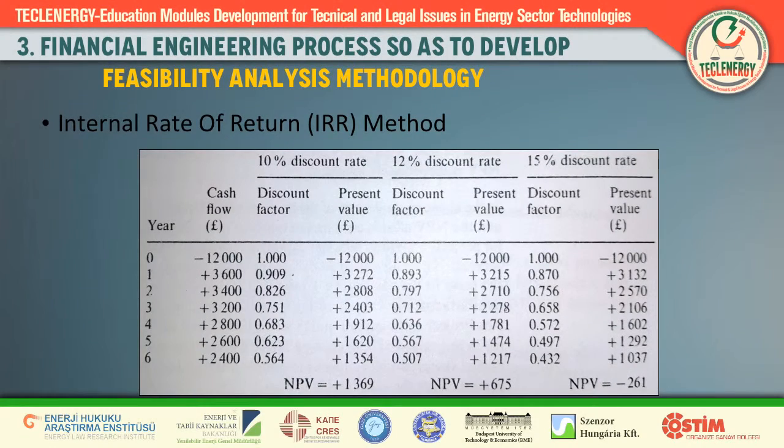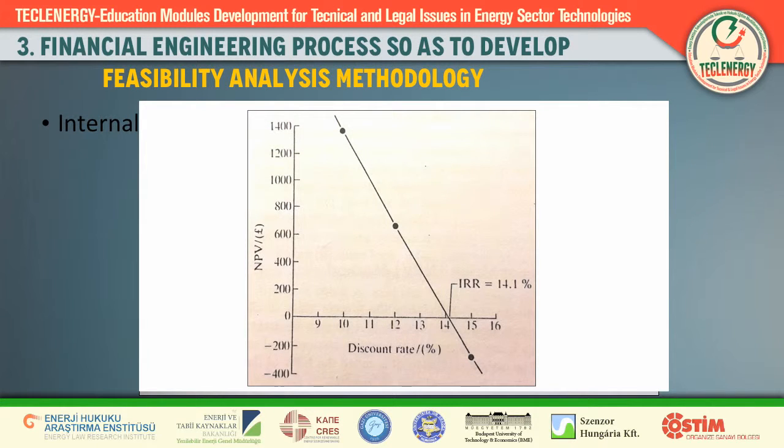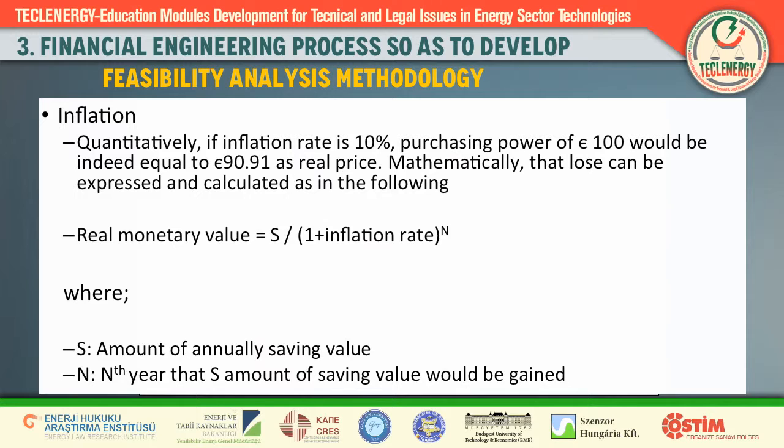The IRR indicator can be expressed as the discount rate that will vanish the NPV of a project. The decision mechanism is modeled on the basis of finding the exact discount factor at which the yearly net return, which is the subtraction of total net annual savings from capital cost, becomes zero for such an amount of time. Generally, the rate of decrease in value of money by time is defined as inflation. Quantitatively, if the inflation rate is 10%, the purchasing power of £100 would be indeed equal to £19.91 as real price.